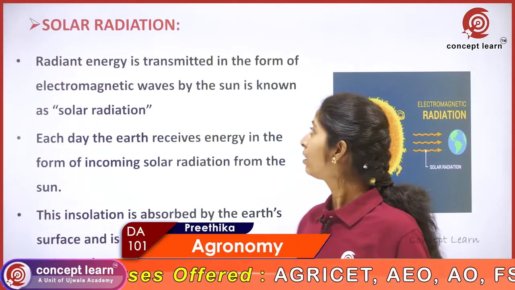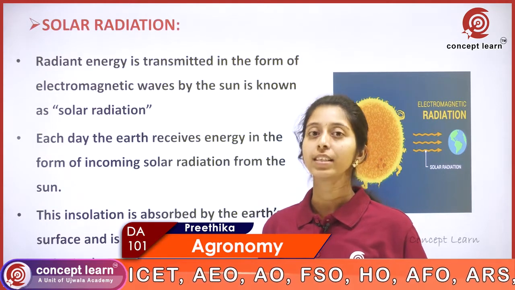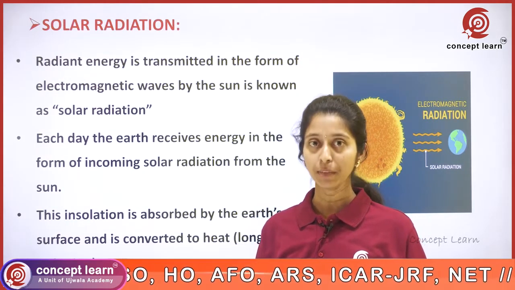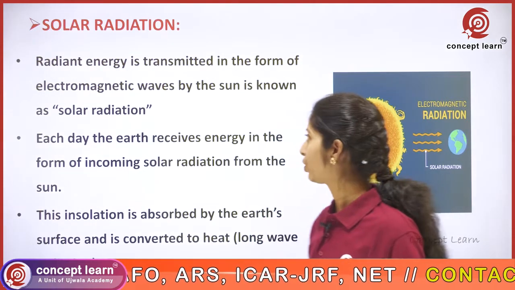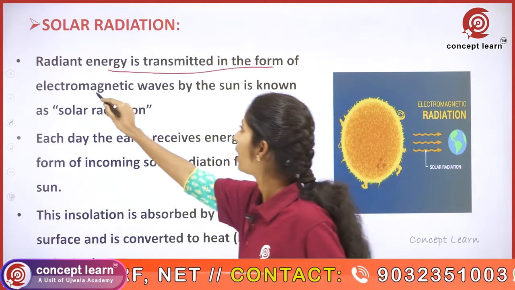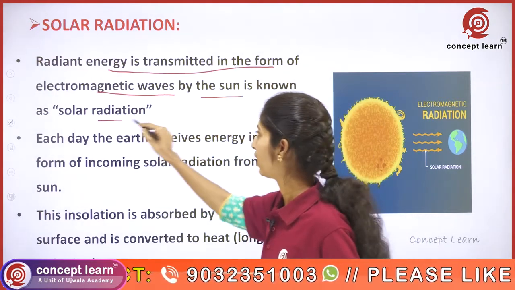Solar radiation. The incoming radiant energy that is being transmitted by the sun towards the earth in the form of electromagnetic spectrum is called solar radiation. The radiant energy that is transmitted in the form of electromagnetic waves by the sun is called solar radiation.